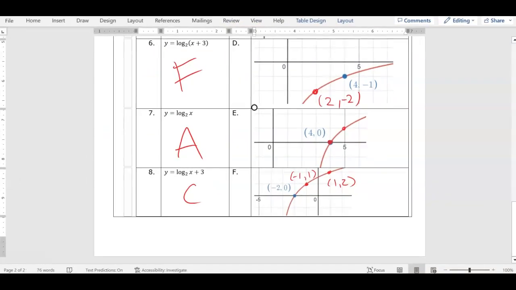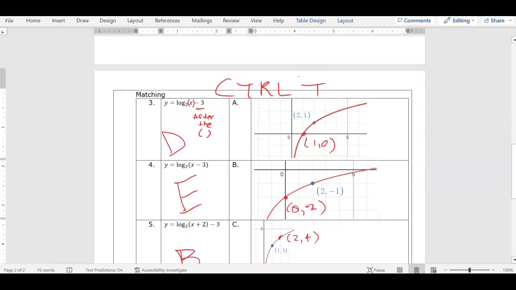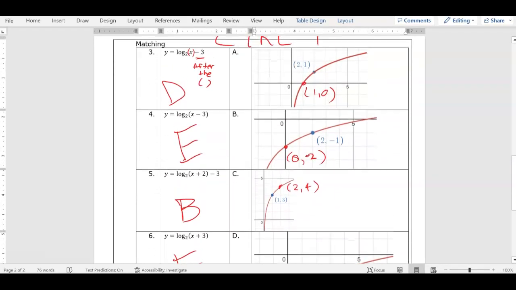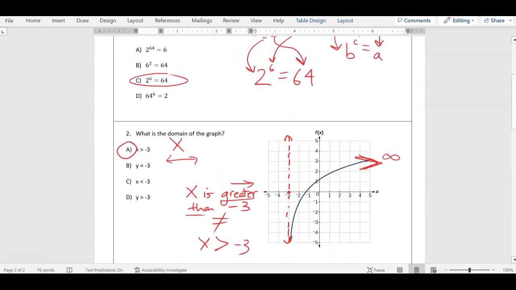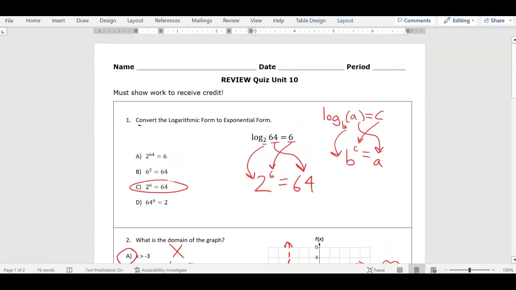Of course, process of elimination. But you can definitely graph these, hit Control T, match up those tables. You're going to have a quiz tomorrow just like this, so make sure you're ready for that quiz.